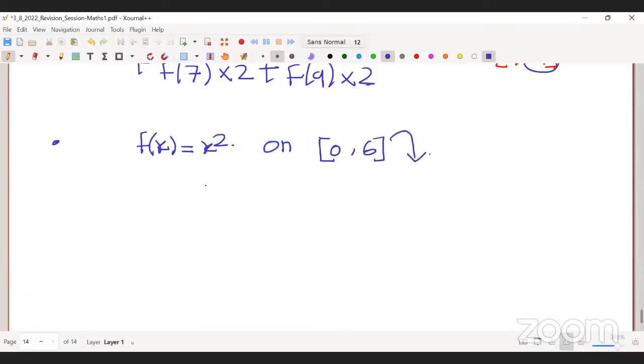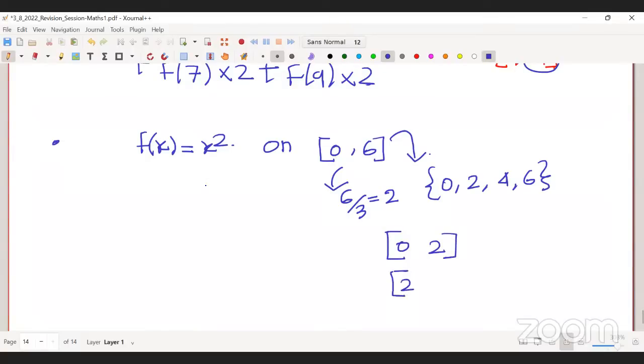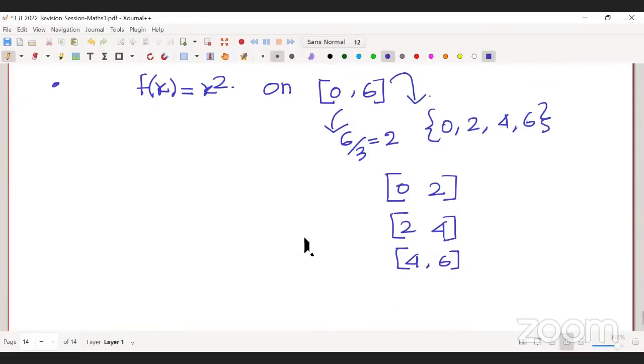Yes, sir. So what is the length of this interval? This one is 6. If I divide it into 3 sub-intervals, then the length of each sub-interval will be 2. So finally, what will we get? 0, 2, 4, 6. So our sub-intervals will be 0 to 2, 2 to 4, 4 to 6. Okay, so basically for trapezoidal, what do you need to do?